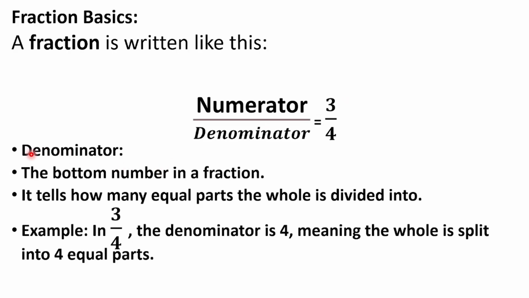Similarly, the bottom number in a fraction is called the denominator. So here 4 is the denominator. For example, in 3 divided by 4, the denominator is 4, meaning the whole is split into 4 equal parts.